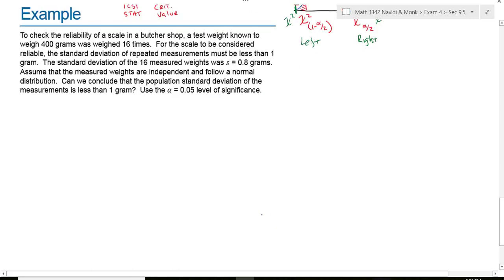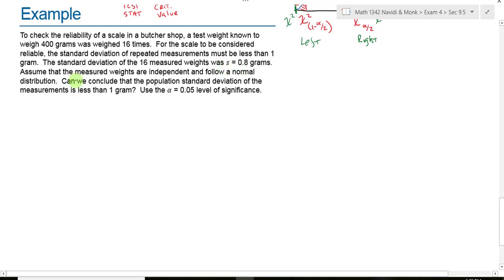We just have one example problem for this section. It says, to check the reliability of a scale in a butcher shop, a test weight known to weigh exactly 400 grams was weighed 16 times. For the scale to be considered reliable, the standard deviation of repeated measurements must be less than 1 gram. The standard deviation of the 16 measured weights was S equals 0.8.